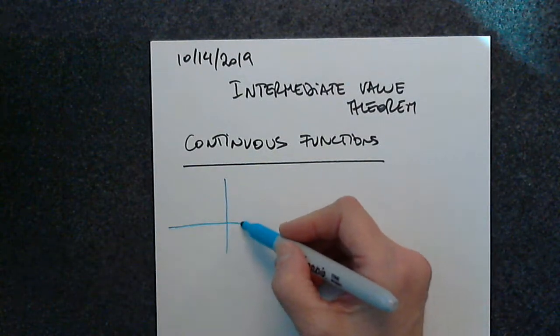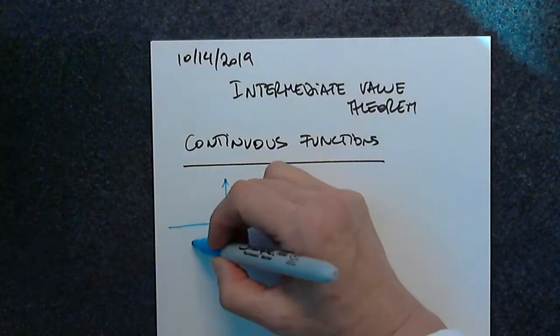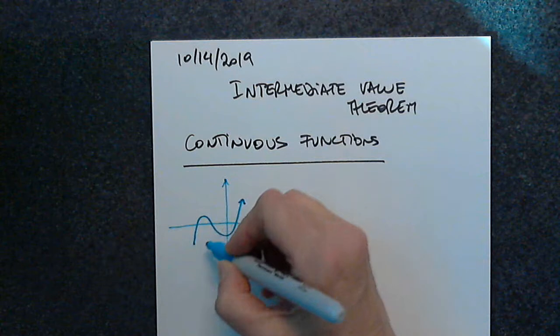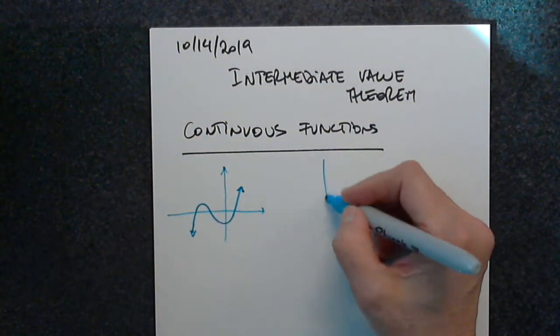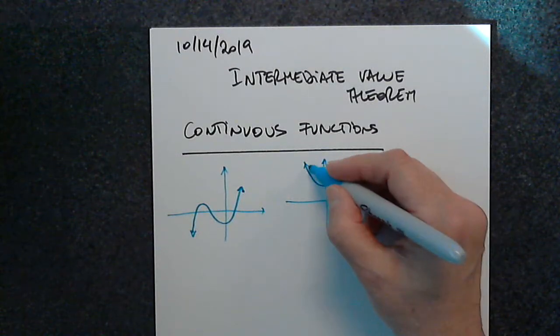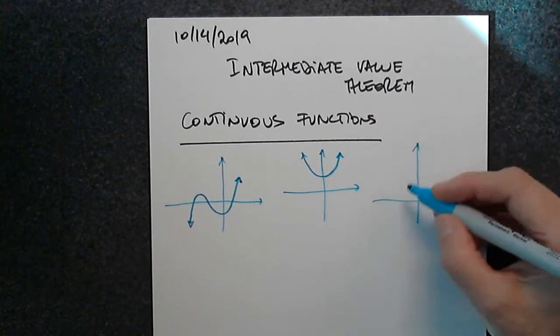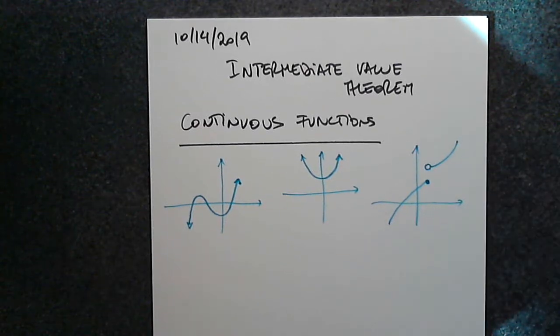A function is continuous only when I can graph it without raising the pencil off the paper. I'm done. This is a continuous function. This is a continuous function. Both continuous. But this one, look what happens. This is not a continuous function. It has a jump.